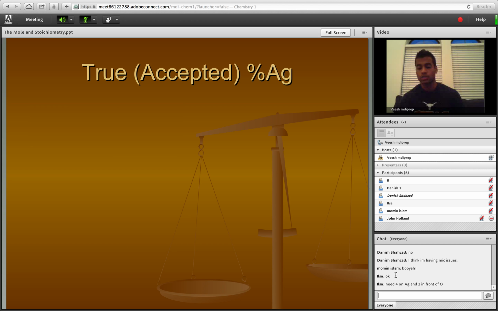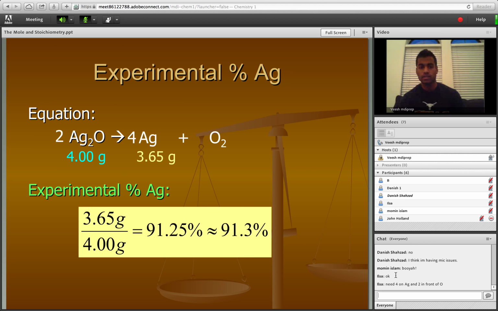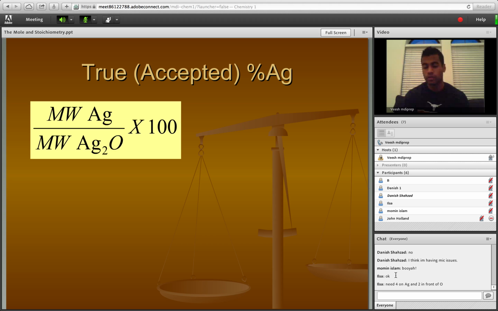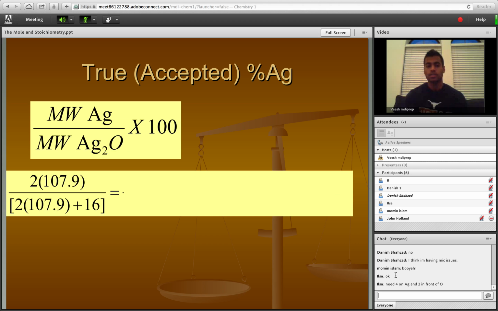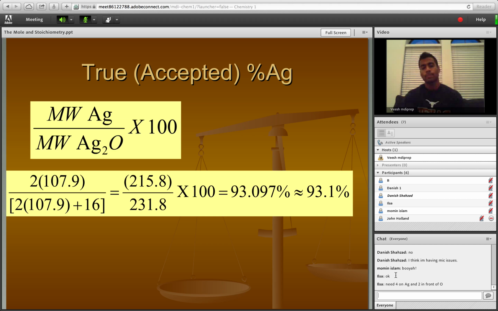And this value over here is the experimental value. So based on our experiment, we got the percent composition being 91.3. But for the true value, you'd be looking at the molecular weights. And if you do that, you end up getting about 93.1. So it's a little bit off because, whenever you have an experimental value, it's always going to be a little bit off of the actual value.